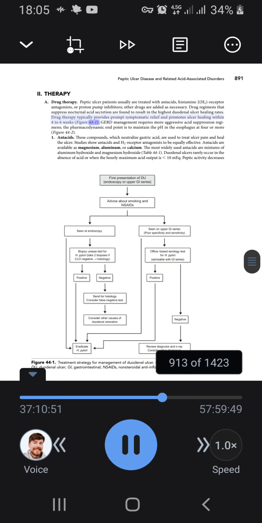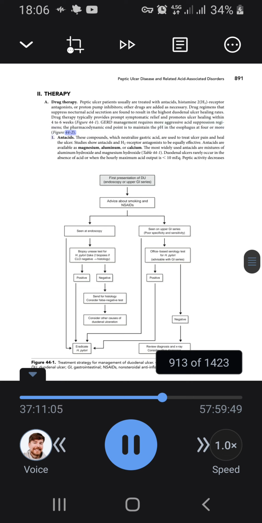Figure 44-1. GERD management requires more aggressive acid suppression regimens. The pharmacodynamic endpoint is to maintain the pH in the esophagus at 4 or more. Figure 44-2.